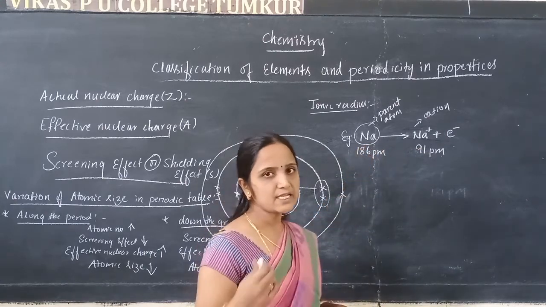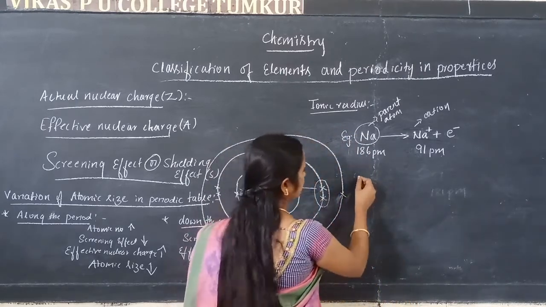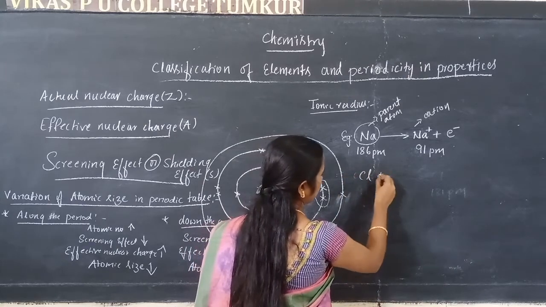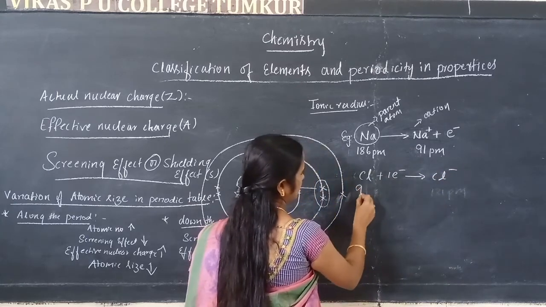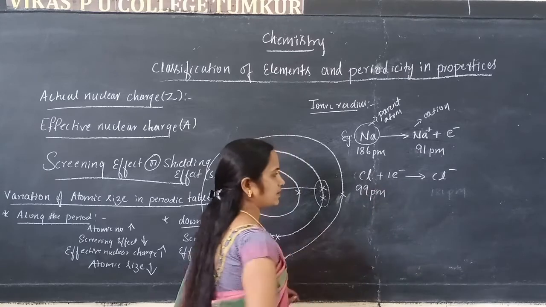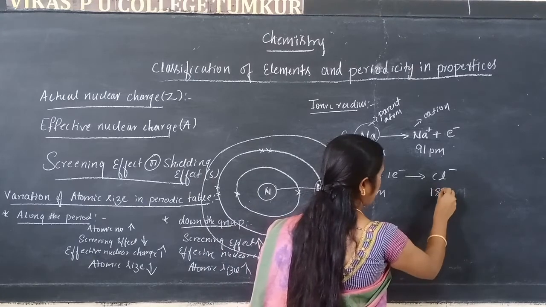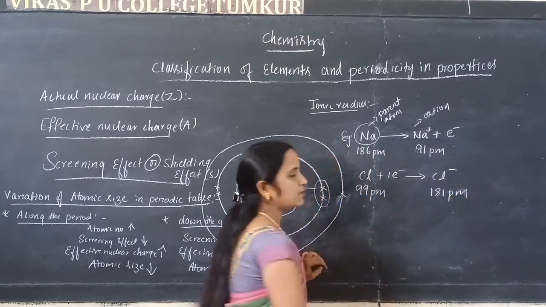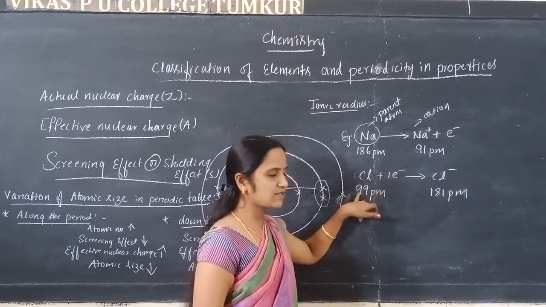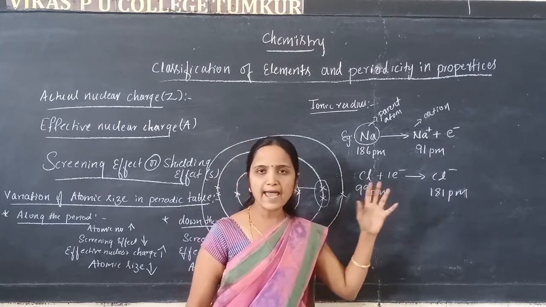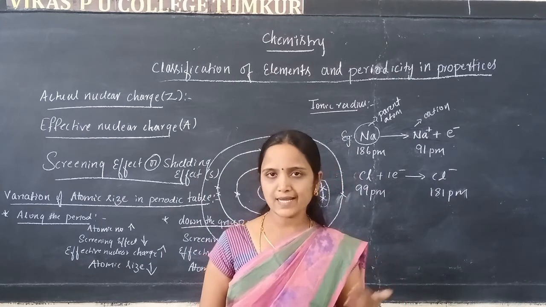Like that only, the size of the anion is going to be more. For example, the size of the chlorine atom is 99 picometer, but the size of the anion is 181 picometer. The size of the anion is more than the size of the parent atom. This is because the anion is formed by gaining one or more electrons.